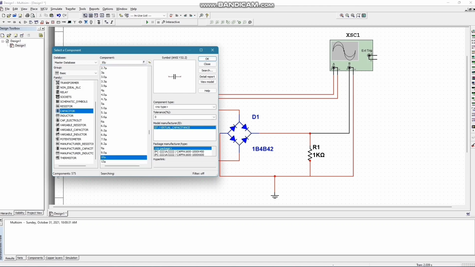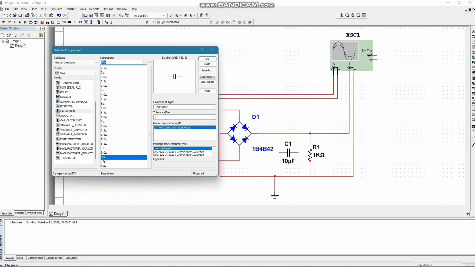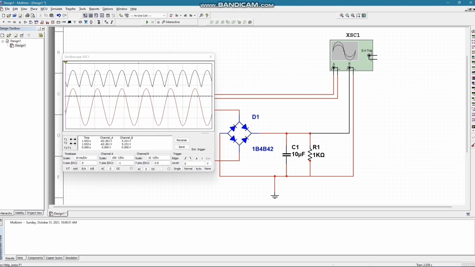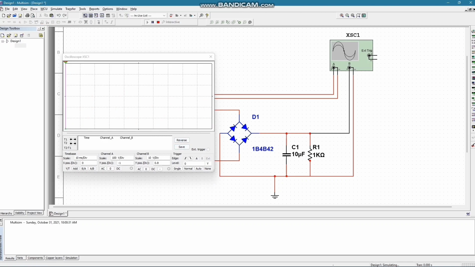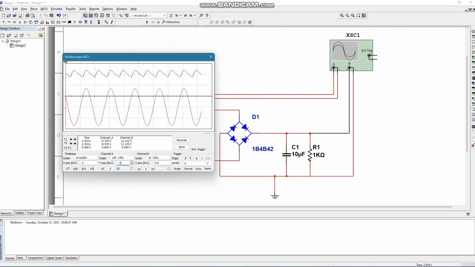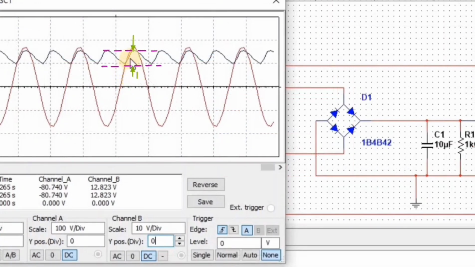So now to reduce the ripple in the DC output, I'm going to use a filter as in the capacitor. Here I've taken the capacitor and I'm going to place it parallel to the load resistance. I'm placing it parallel as the capacitor blocks the DC components and passes the AC components. Let us now simulate this circuit diagram. We now are getting the waveform of the circuit diagram with the capacitor in it. We can see that the height of the ripple in the DC output is reduced with the capacitor in the circuit diagram.